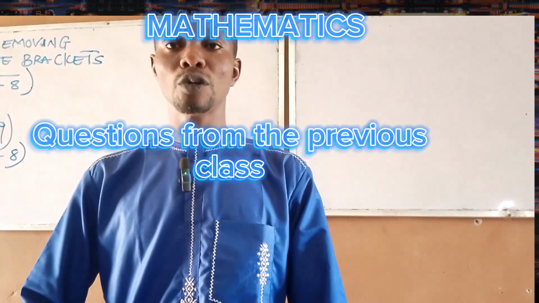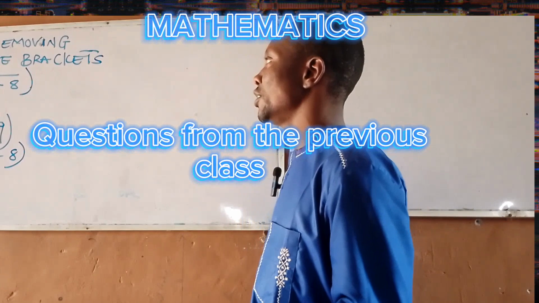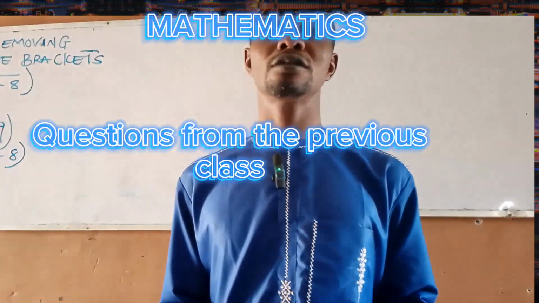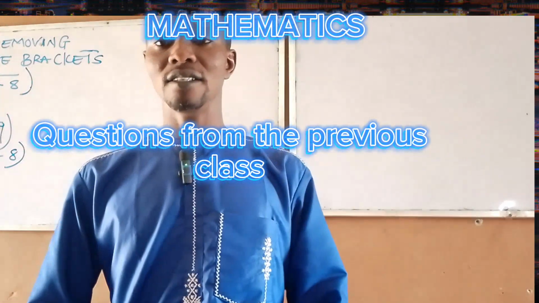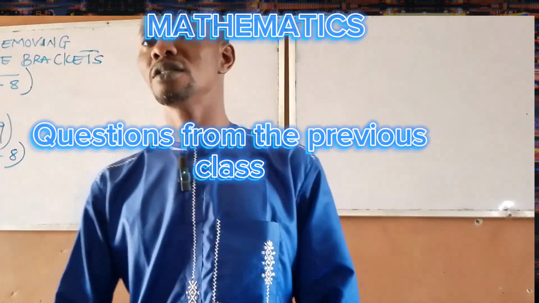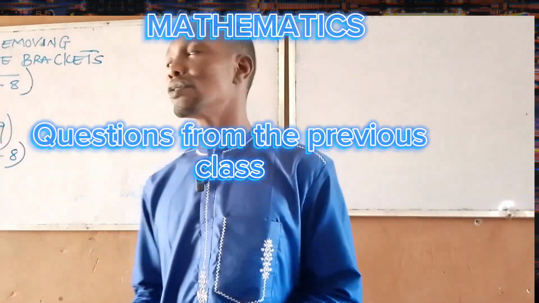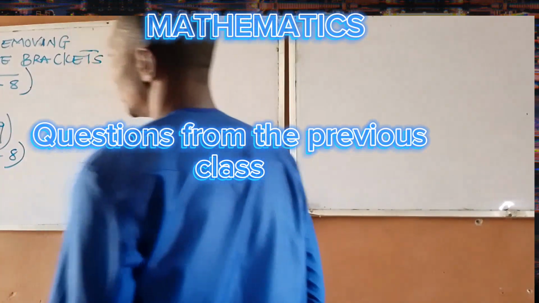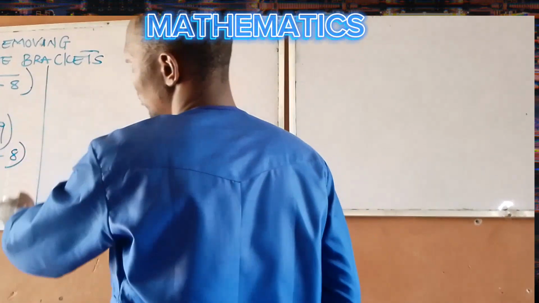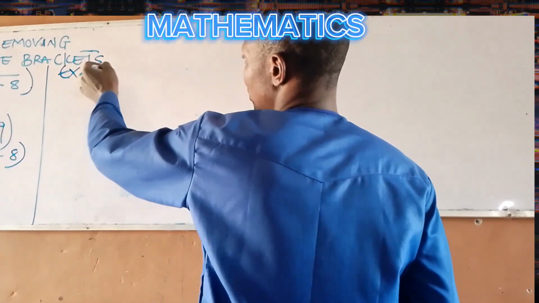There are some questions I want to attend to this morning as regards the removing of brackets. There are some unusual questions that used to come out, especially in WAEC, JAMB, NECO, and so on and so forth, that people don't know how to go about. So we're going to be looking at them one by one. There are 4 questions sent to my DM, which we are going to be looking at one by one. The first question, which I'm going to use as my example.